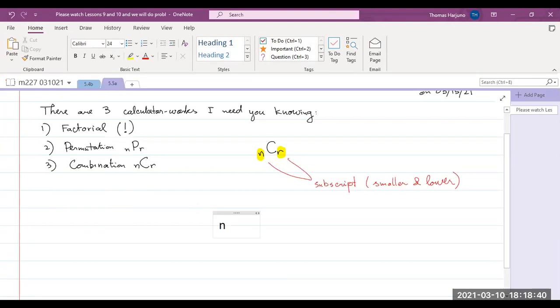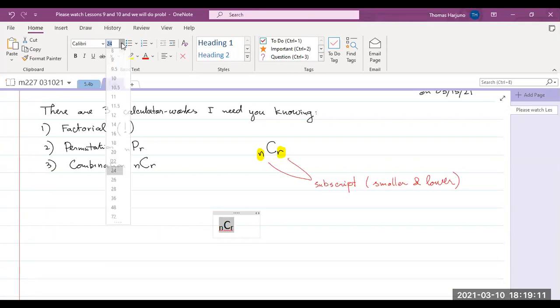Okay, nCr, right? Now this is if n and r are at the same level with C. But no, n and r are not at the same level with C. n and r are subscripts. So the n here should be subscript. You see that it's written smaller and lower, not at the same level with that C. The r is also smaller and lower. You see what I mean?